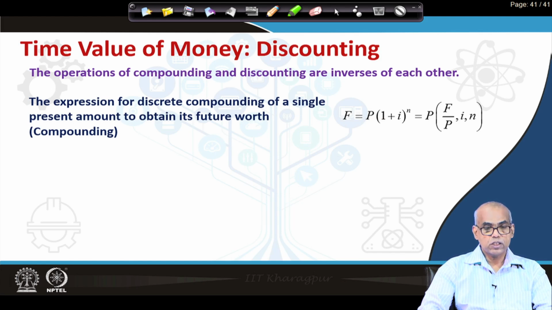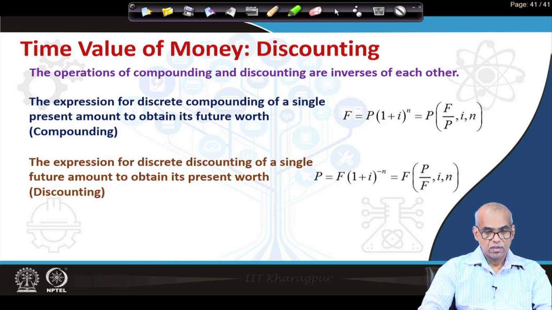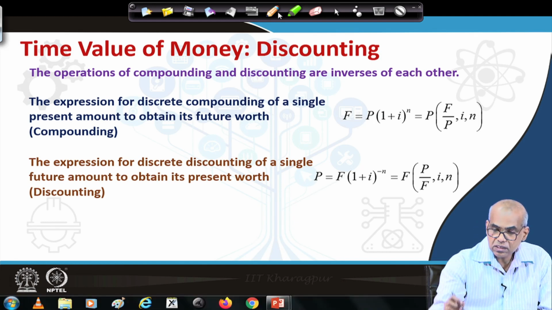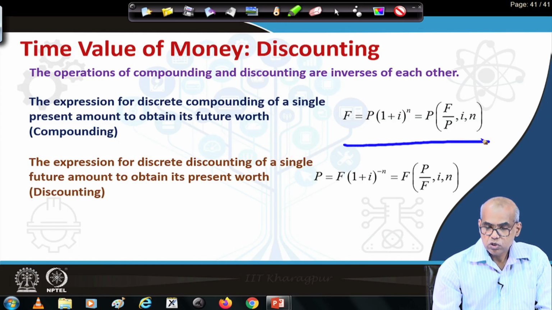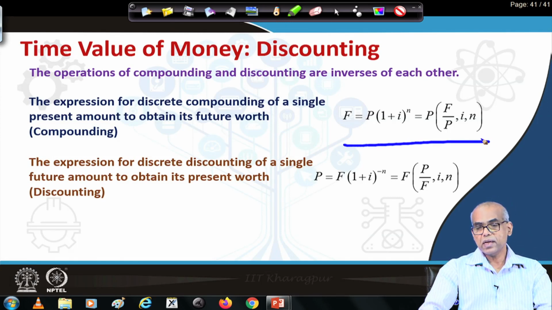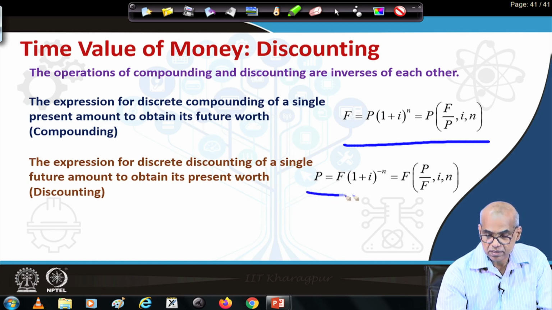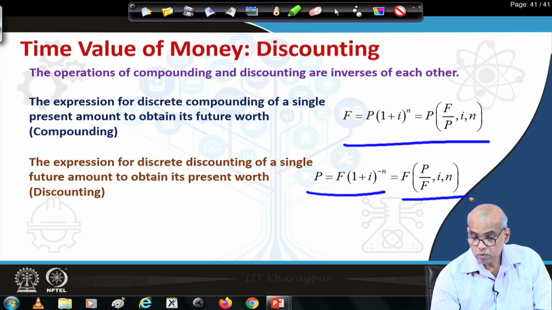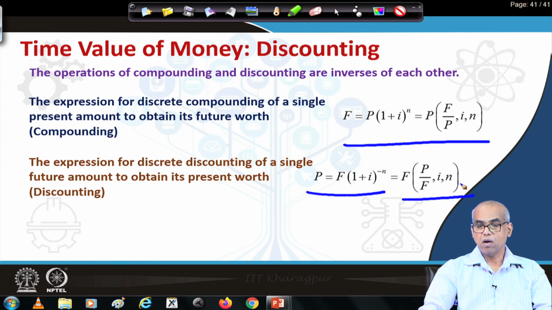We have seen that the expression for discrete compounding of a single present amount to obtain its future worth is F equal to P into (1 plus i) to the power n. We have also seen how it looks like using functional values. So, the expression for discrete compounding of a single future amount to obtain its present worth can be obtained by rearranging this equation. So, you rearrange F equal to P into (1 plus i) to the power n as P equal to F into (1 plus i) to the power minus n. So, in terms of functional values it will be P by F, i, n.